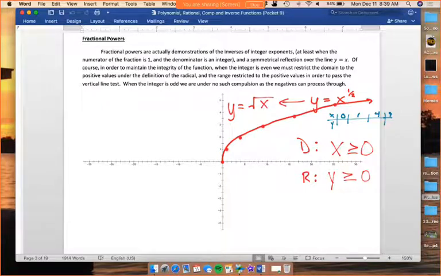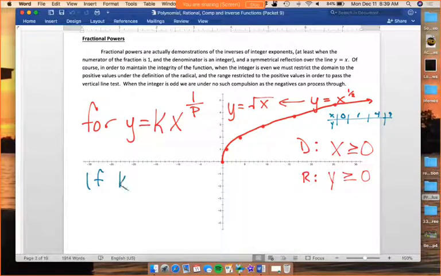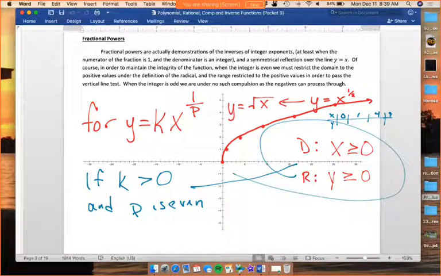Now, for really any power like this, for y equals k times x to the 1 over p, if k is positive and p is even, this is going to be your domain or range every time.